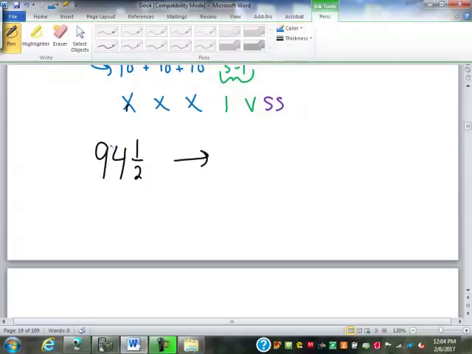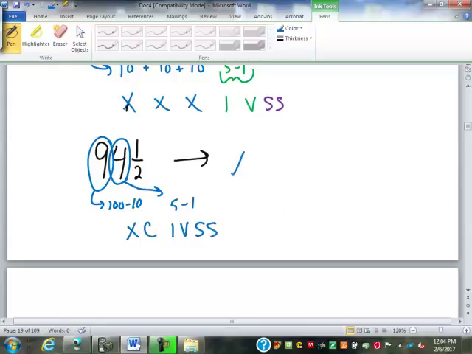So, the 90, again, we can't do a 50 plus 4 tens, so we have to do 100 minus 10. So that's going to be XC for 90. 4, again, we can't do 4 ones, so we have to do 5 minus 1. So that'll be IV for 4. Then, of course, 1/2 is SS. So we get X, C, I, V, S, S. How many of you got that? Okay, good. Feeling pretty confident about our Roman numerals.